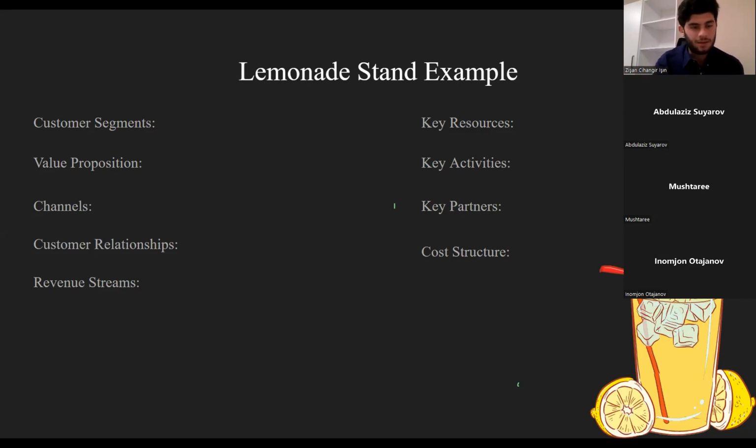I'm just guessing right now. If anybody has any idea how we could sell lemonade other than these ways, please join in and put forward your ideas, please.